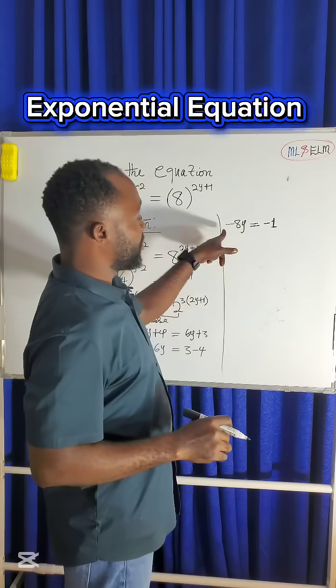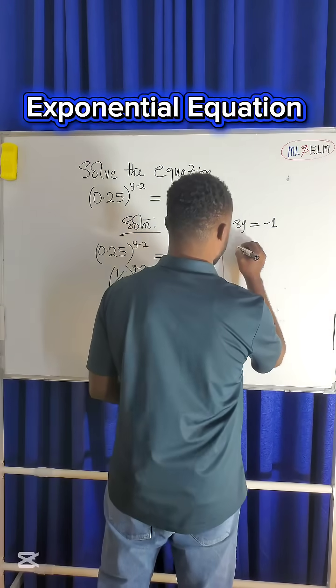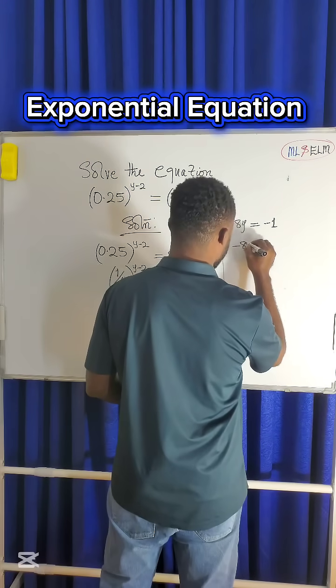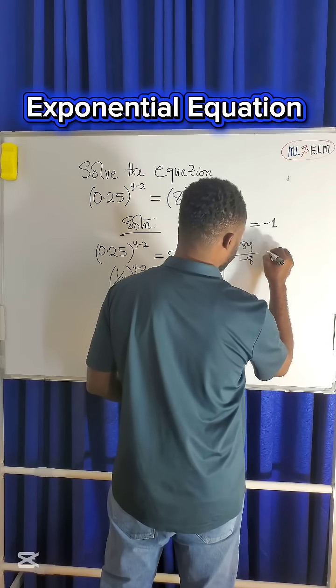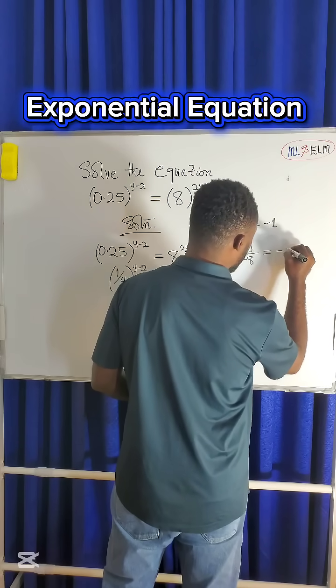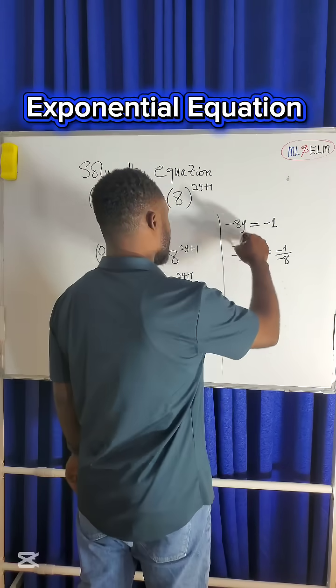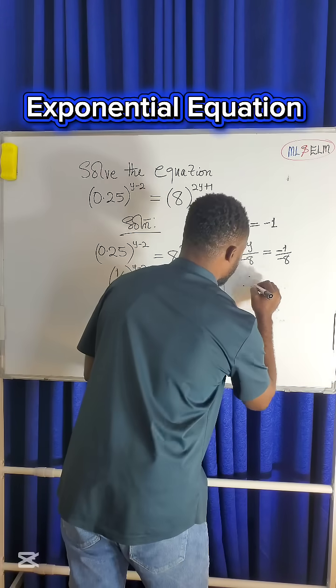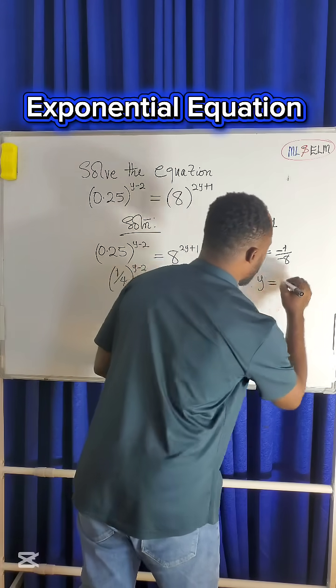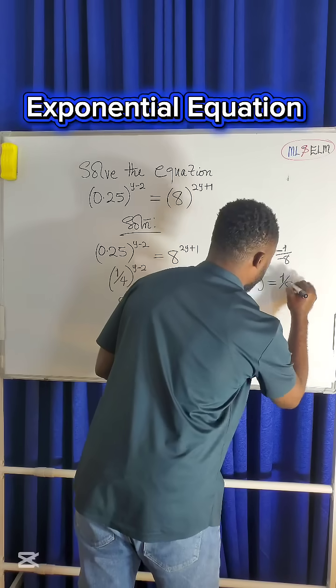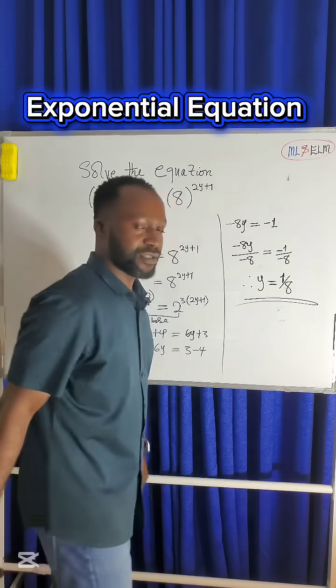And then here, if you divide both sides by minus 8, you're going to have minus 8y over minus 8 equals minus 1 over minus 8. And so you can see minus 8 and minus 8 cancelling. Then from there we can say, therefore, y equals 1 over 8. This is the solution to that problem.